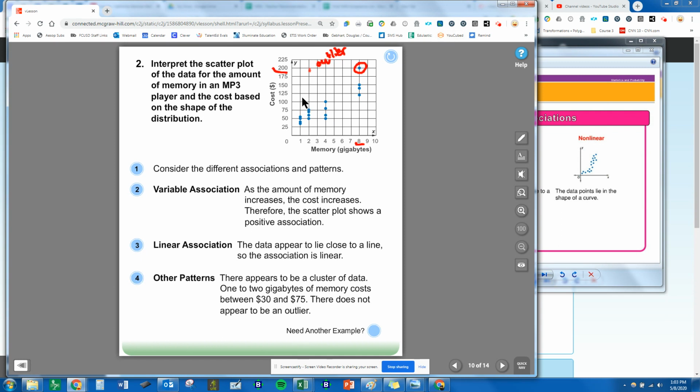Also, we might always discuss other patterns. One thing we might see here is just that data is clustered together. It looks like there's many different costs for each amount of memory. You might pay a lot more or a lot less.